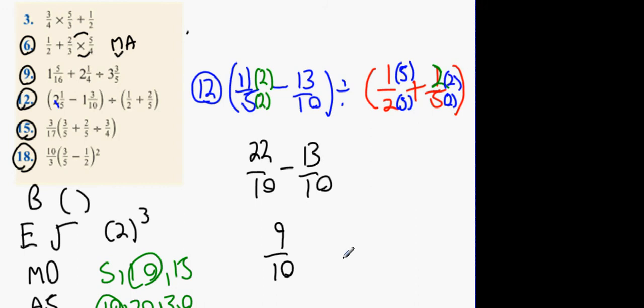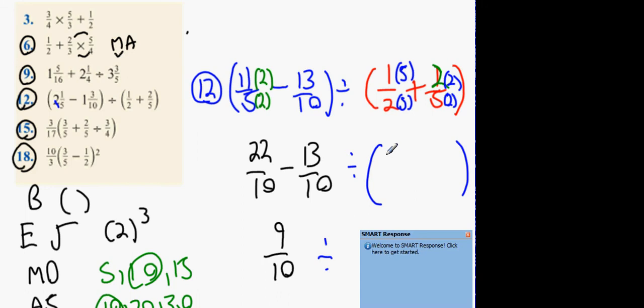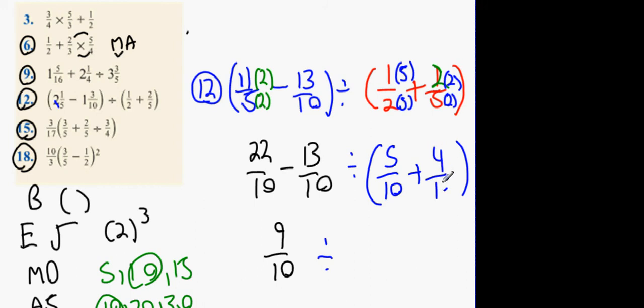So what do we get now? 5 over 10 and 4 over 10. What's 5 over 10 plus 4 over 10?